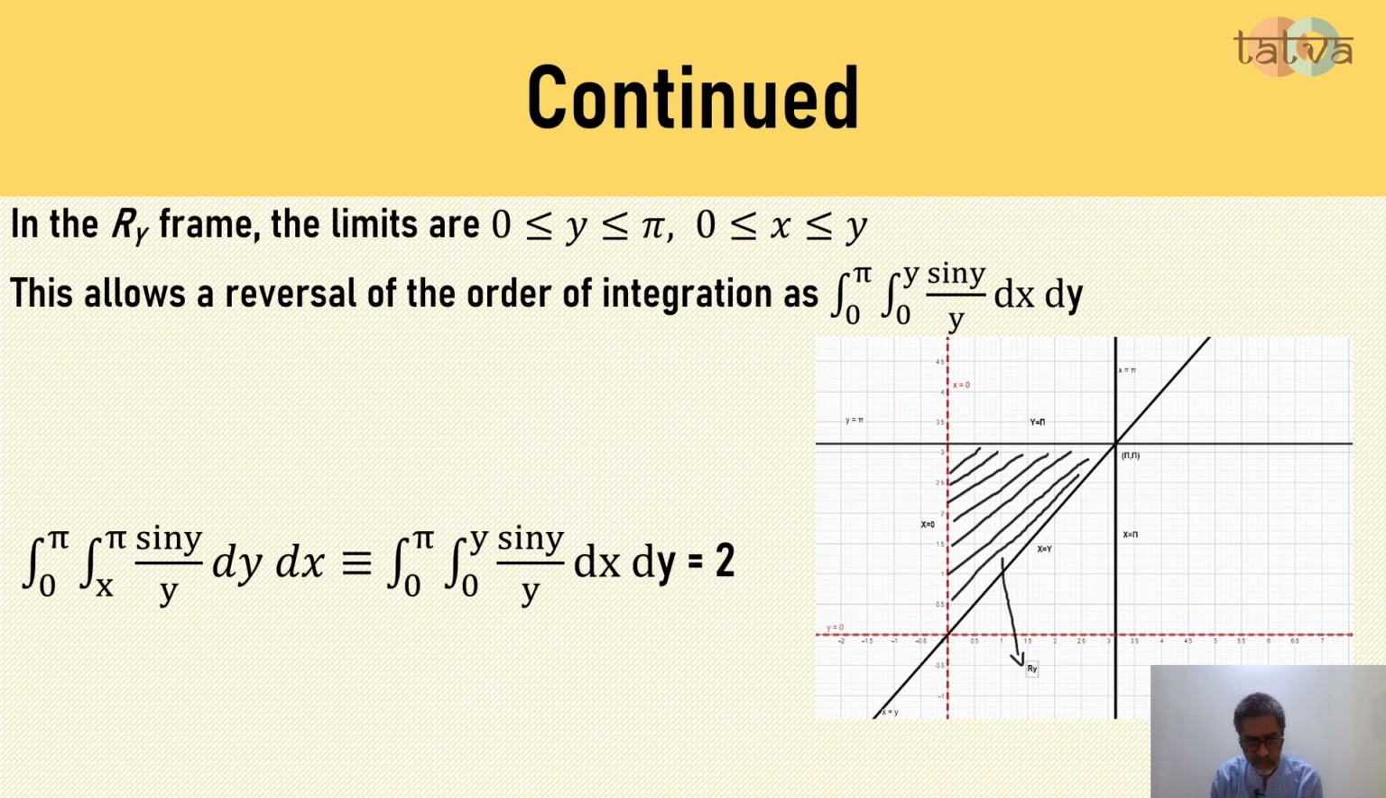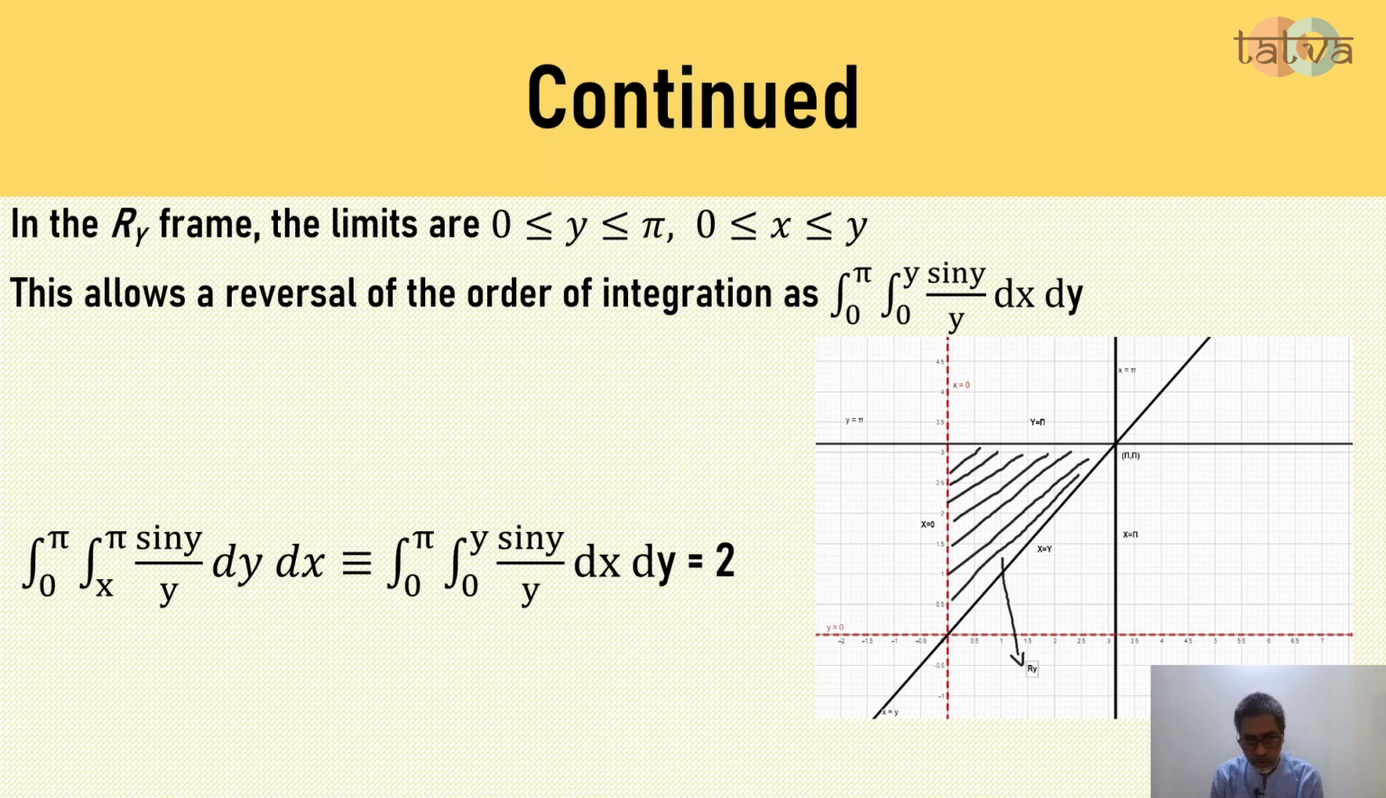The integration of sin y by y with respect to x will give you x times sin y by y. Apply the limits 0 to y for x and then it gets simplified. You will end up with the integration of sin y from 0 to pi, which produces 2.